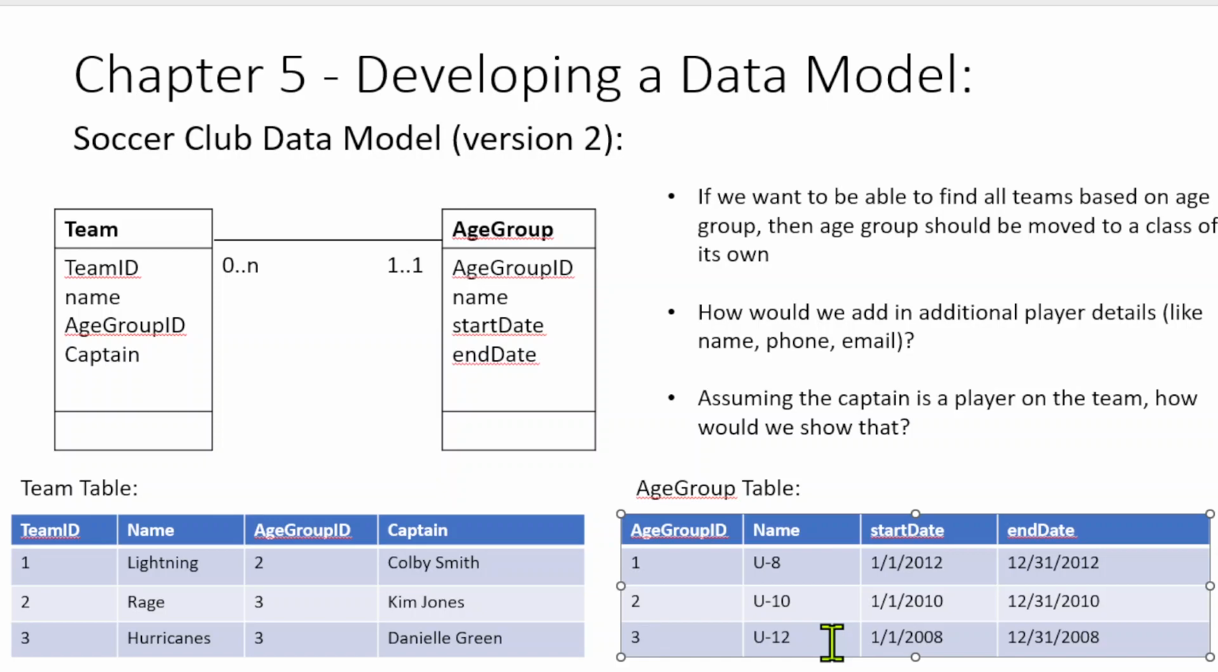Now, how would we add in additional player details? And assuming a captain is a player on the team, how are we going to deal with that too? So let's jump ahead and look at the next issues. Think about it for a second. What if you had a captain's team player, and how do we add additional player details, like your phone number, email, address, the name of the player? Because again, this name is not the name of a player; it's a team name. This is the age group name.